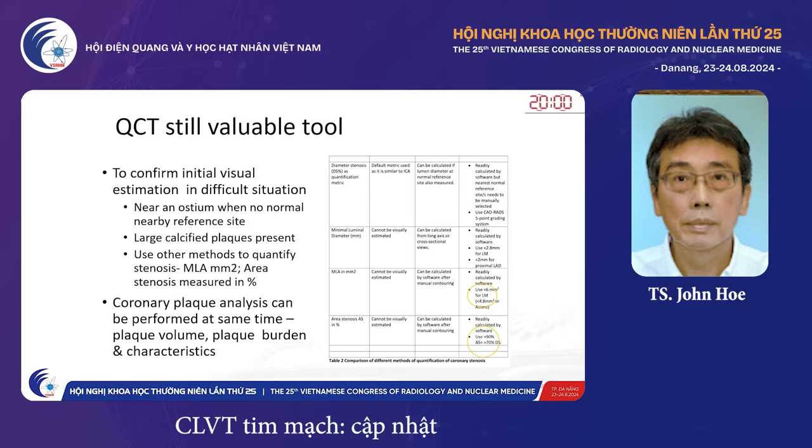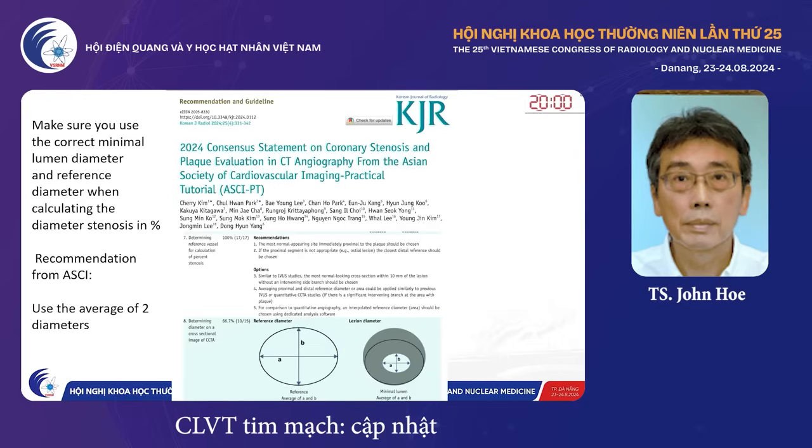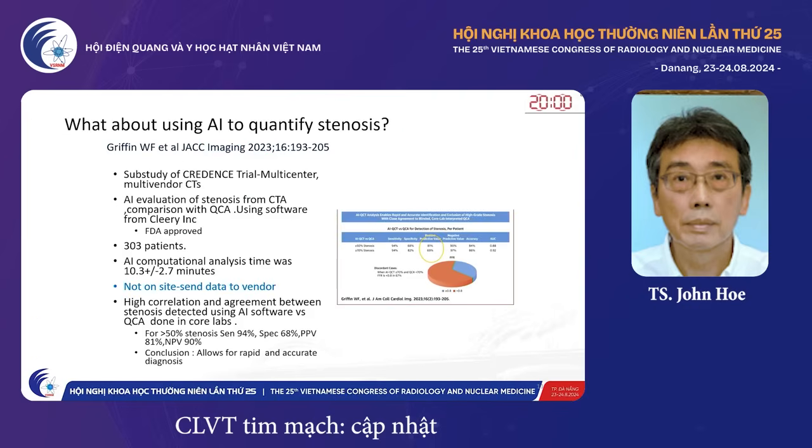You should also use the other tools available in QCT aside from diameter stenosis, such as area stenosis in percentage or minimal luminal diameter, mm². And of course, you can do coronary plaque analysis at the same time, which is why we still use QCT. At the same time, make sure you use the correct minimal diameter and reference diameter when calculating the diameter stenosis. This is the current recommendation from ASCI, which was just published this year, that it's important to use the average of two diameters, both for the lesion and for your reference diameter.